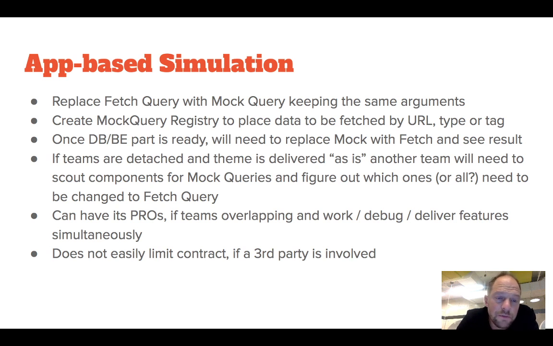This approach can have its pros if both teams are overlapping and work, debug, deliver features simultaneously. So front-end guys don't really need to go to the GraphQL server level to enable them to render the data. They work on the level of their tech stack, while the backend team is taking care of GraphQL, and then like, okay, let's see, can we switch to fetch data? Oh, it's semi-working. Okay, we are debugging, we see some issues. Okay, then we switch back to mock data.